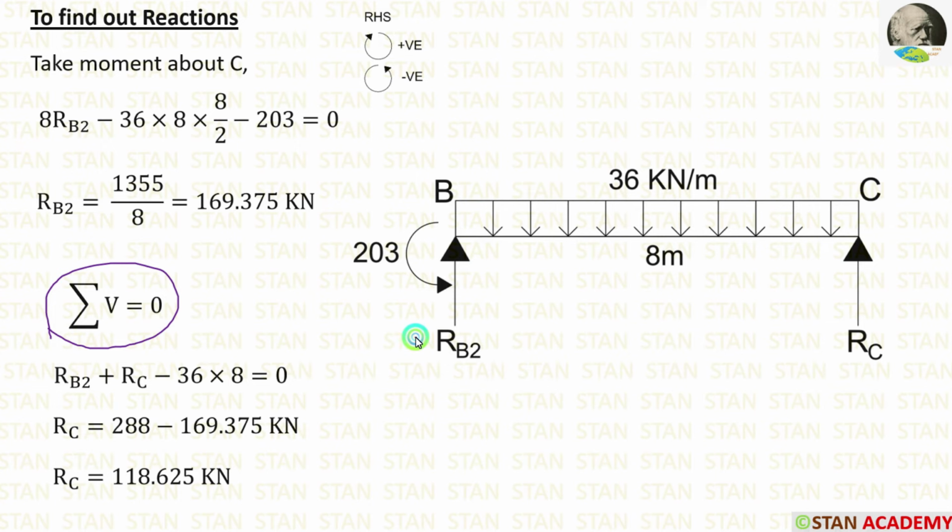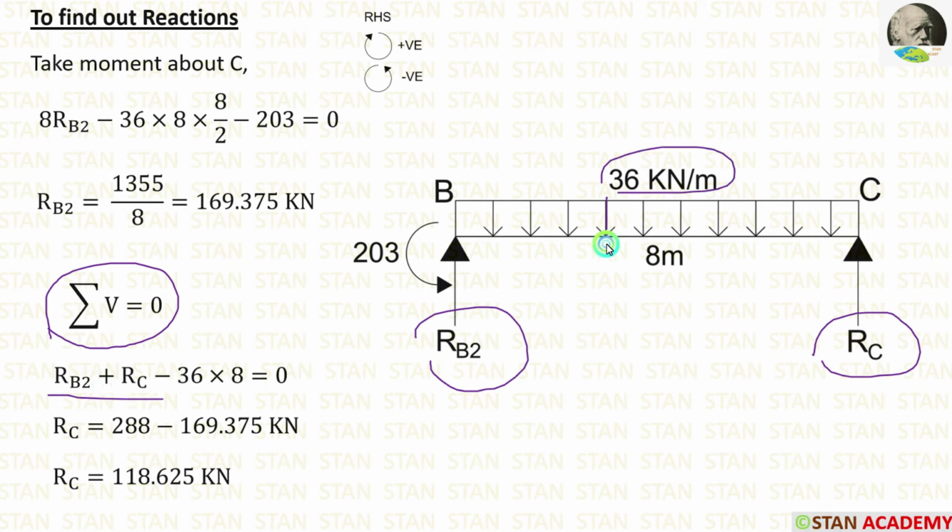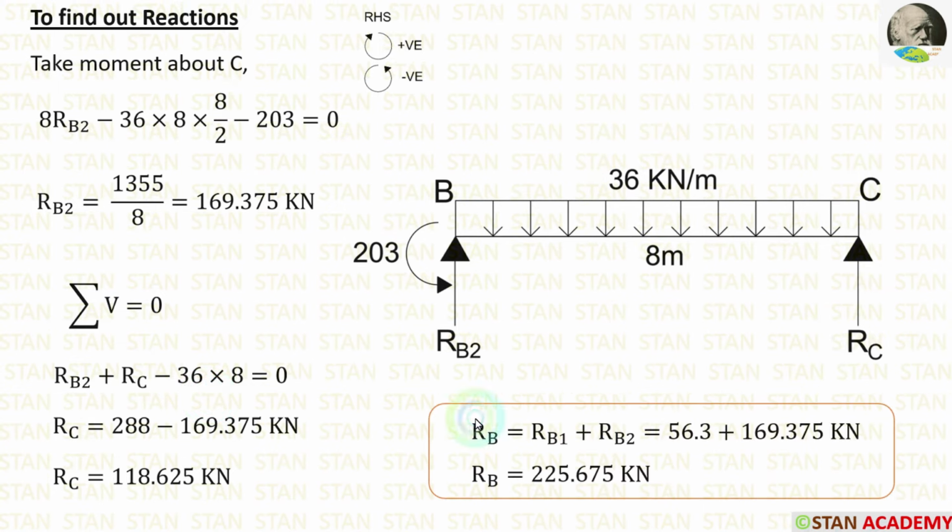Now let us apply the rule summation of vertical forces is equal to 0. Here we have three vertical forces. RB2 and RC are acting upwards, so they will be positive. The UDL is acting downwards, so it will be negative. When the UDL comes, we have to multiply with the distance to get the total load. Finally, we are getting RC. We have calculated the reaction at the point B two times, so let us add them. Finally, we are getting RB.